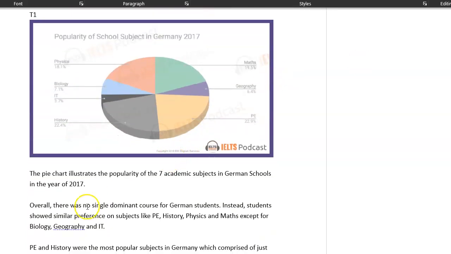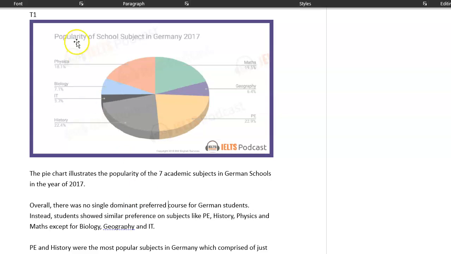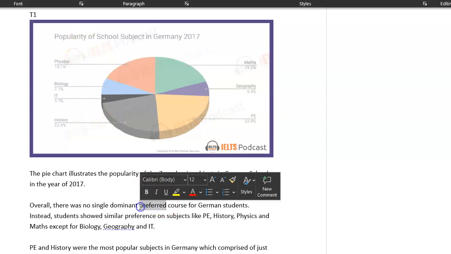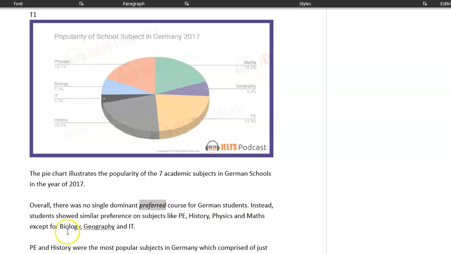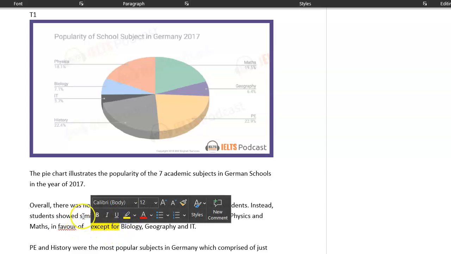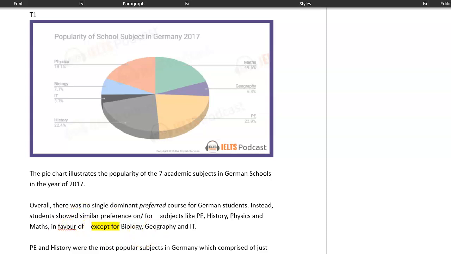Okay, here we go. "The pie chart illustrates the popularity of 7 academic subjects." Yep. "Overall, there was no single dominant course for students." No single dominant, preferred, because it's not the courses they did, it's which ones they liked. This is important: preferred course for students. "Instead, they showed similar preference for subjects like..." In favour of. So not "except for", you'd have to have "in favour of", because they preferred this, but they didn't prefer those, is what you're saying there.